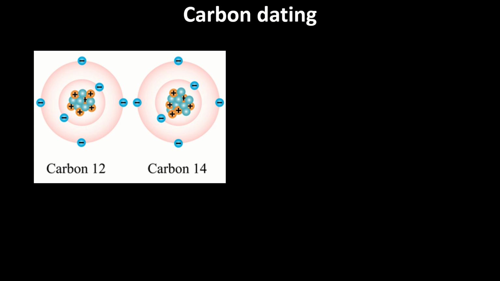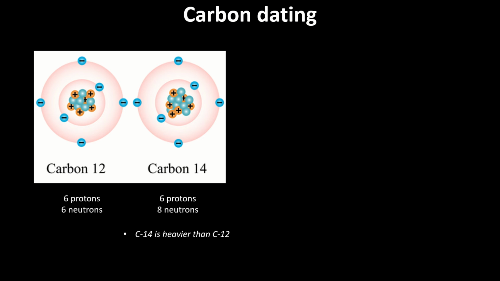So carbon dating is based on two isotopes of carbon, two different types of carbon, carbon-12 and carbon-14. Carbon-12 has 6 protons and 6 neutrons. That's the most abundant form of carbon on Earth. And carbon-14 is much rarer. It has 6 protons and 8 neutrons. 6 protons means it's still carbon, but the 8 neutrons means that it's heavier. So C14, carbon-14, is heavier than carbon-12.